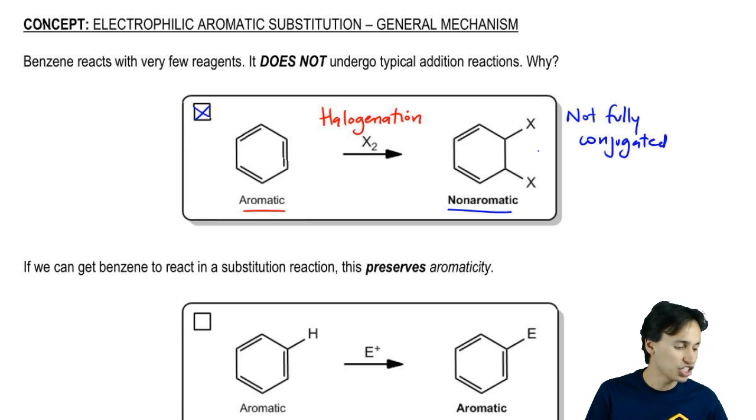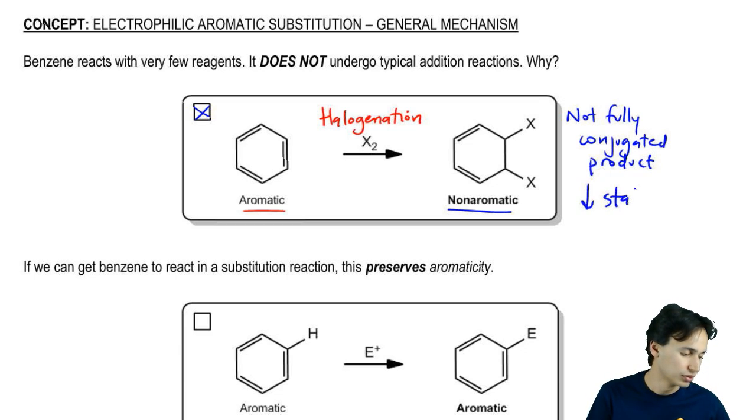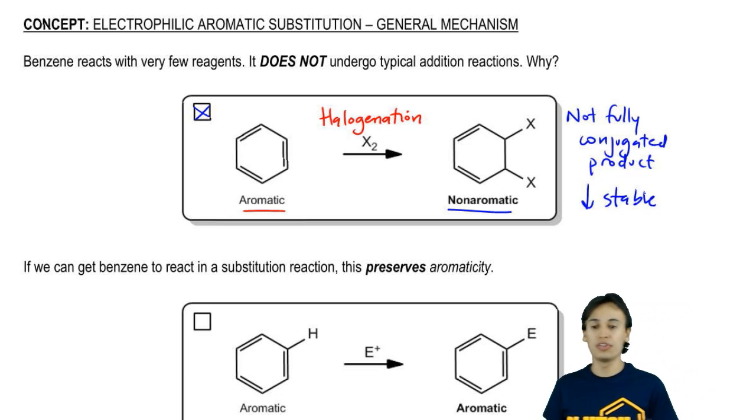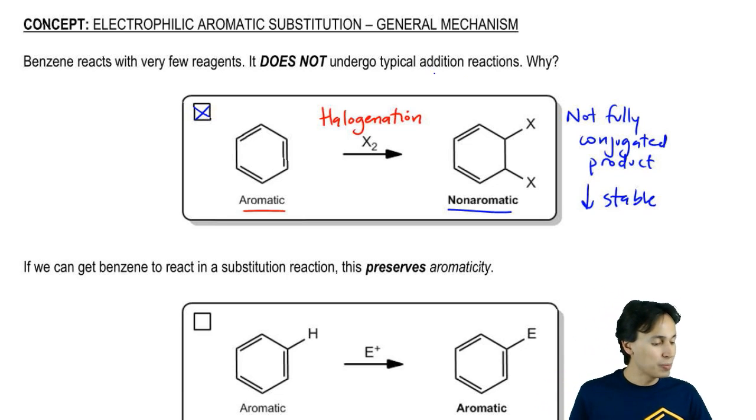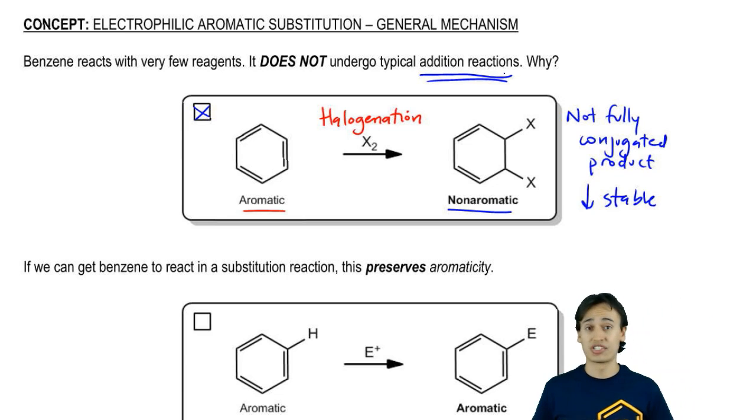Since it's not fully conjugated, a not fully conjugated product is, guess what? It's less stable. Because now this molecule doesn't have aromaticity to help it out. So what that basically means is that typical addition reactions across double bonds are shot. They're not going to work on benzene. So how can we get benzene to react with anything?